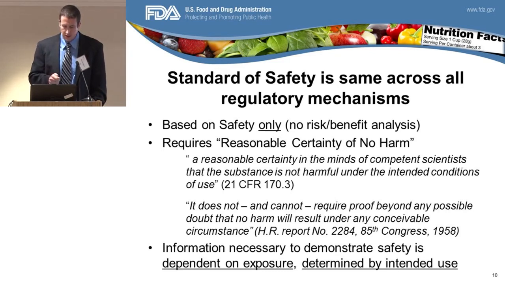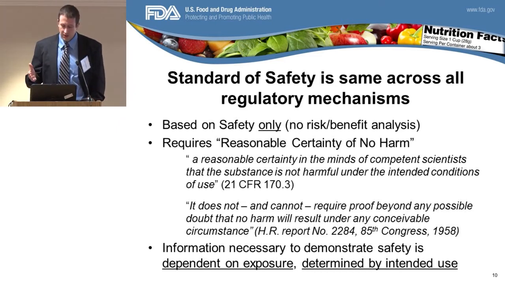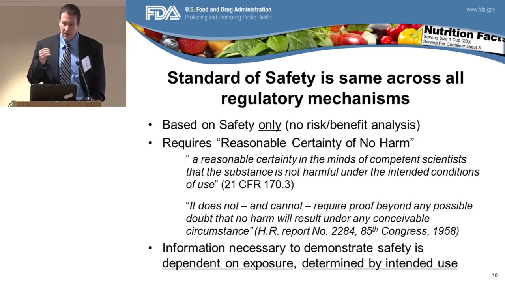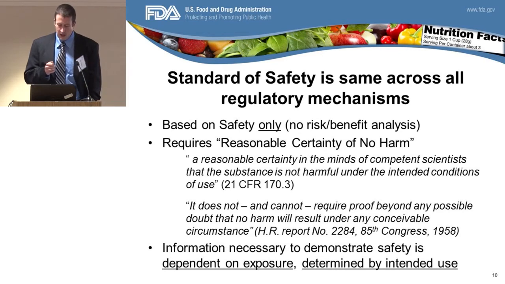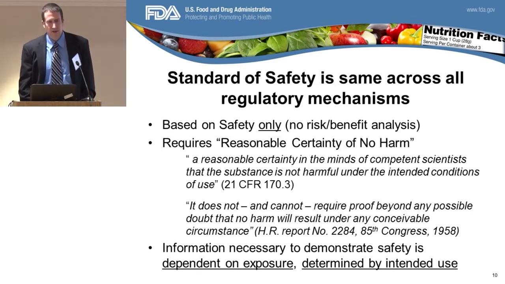It's important to note that the standard of safety is the same across all these regulatory mechanisms. I believe Dr. Onks talked about that earlier today, but it is basically there has to be a reasonable certainty of no harm from any exposure that results from the intended use. Reasonable certainty of no harm is relatively self-explanatory. We have a regulation which states what a reasonable certainty of no harm is, but as we always like to point out, when Congress passed the act, Congress actually gave a little bit more information as to what reasonable certainty of no harm means, and it does not mean and cannot mean that there's proof beyond any possible doubt that no harm will result under any conceivable circumstance.